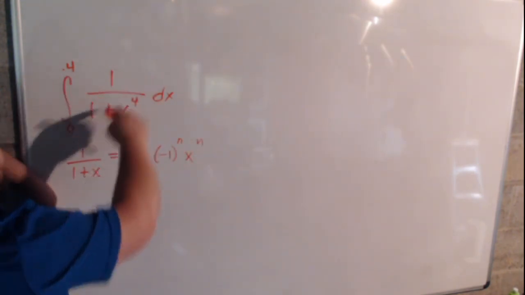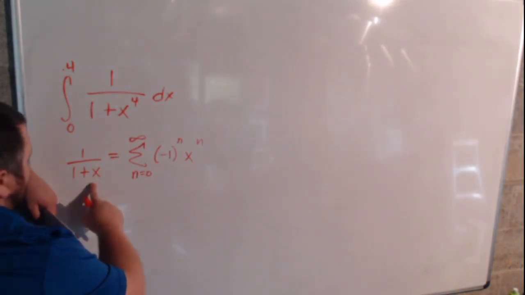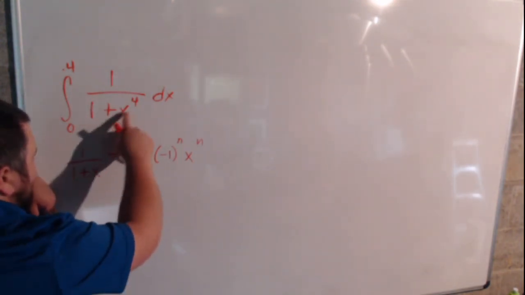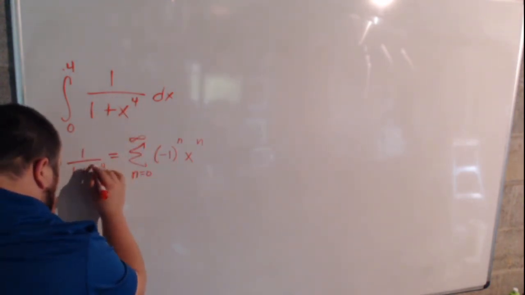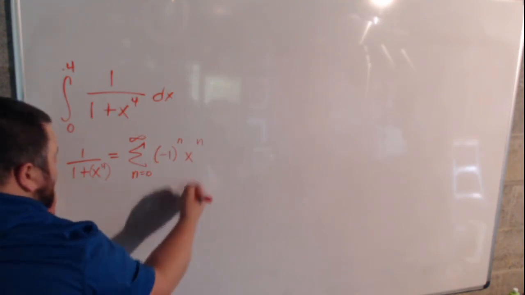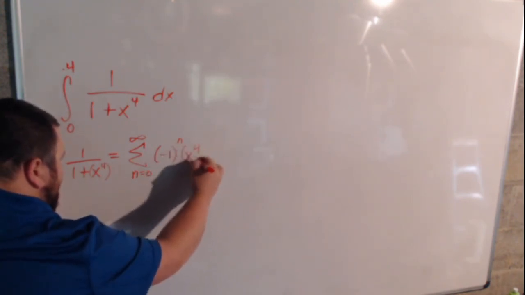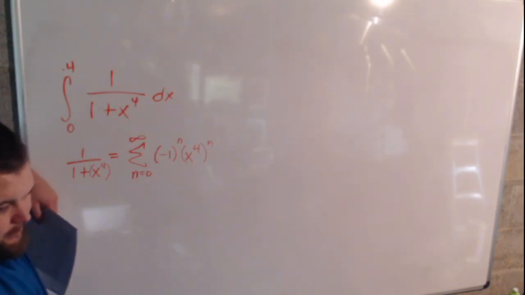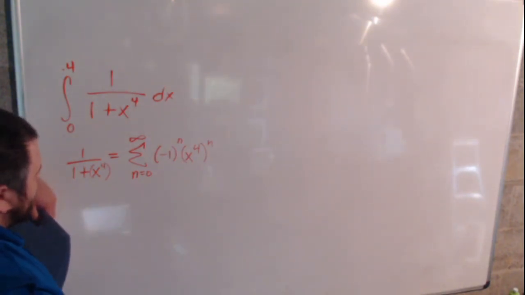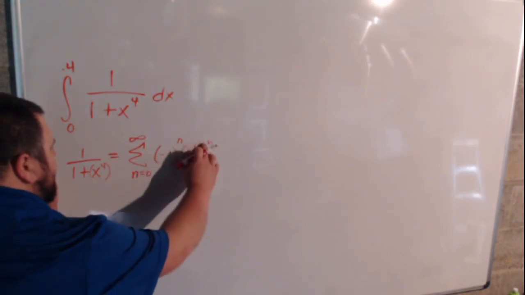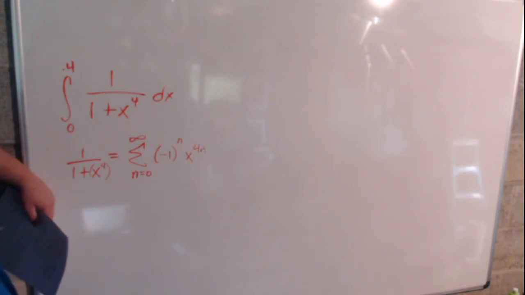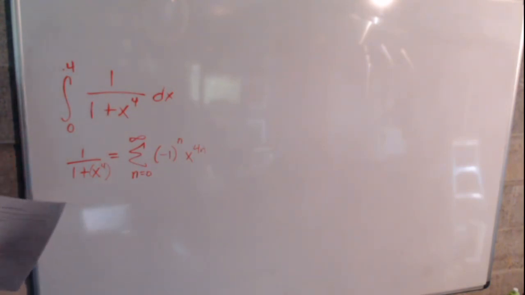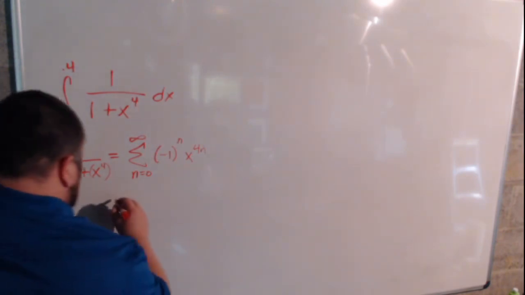So this looks a lot like this function. The only difference is that instead of x, I have x to the 4th. So if instead I plug in x to the 4th here, well then this here becomes x to the 4th to the n, or x to the 4n. Knowing that, I can write out the first few terms.